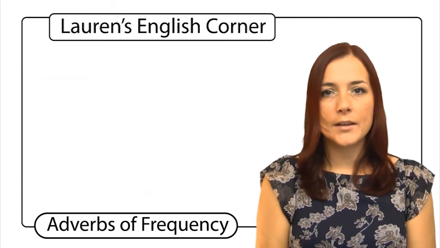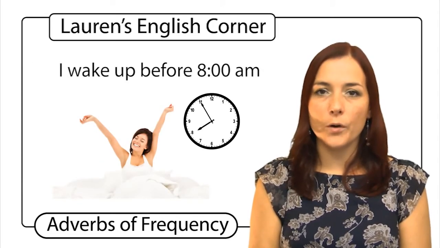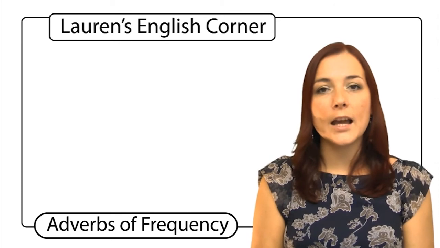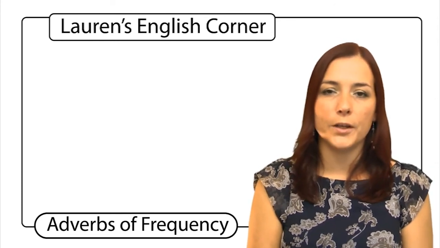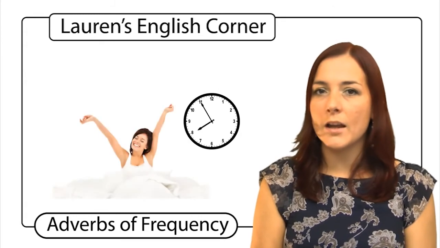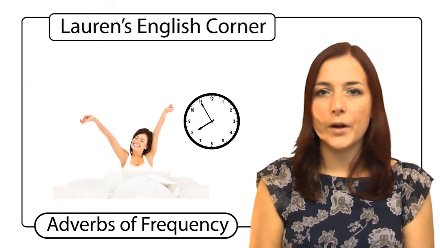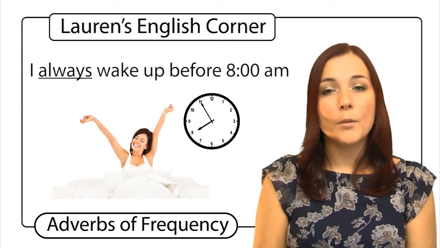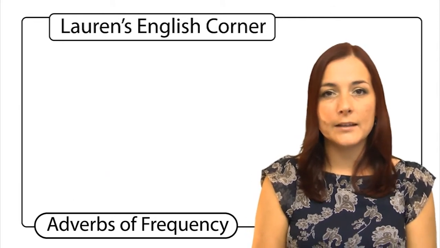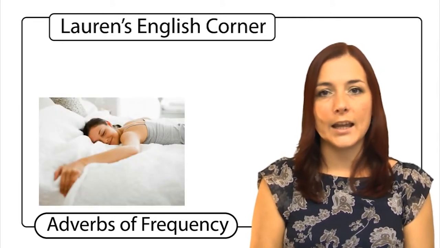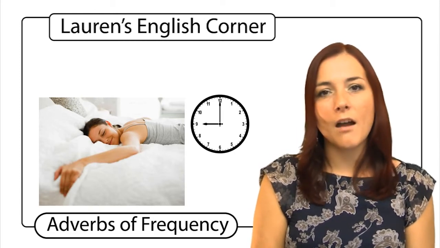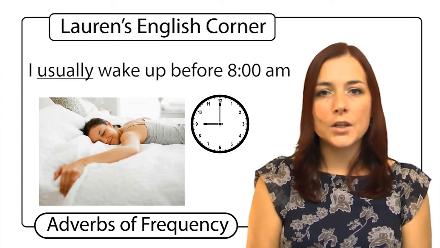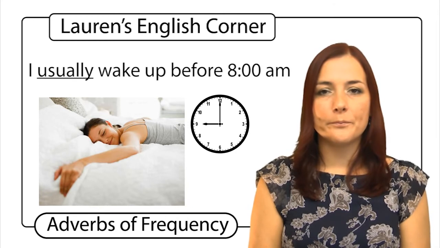Here's your next sentence to try. I wake up before 8 a.m. Now you try, but add an adverb of frequency so the sentence becomes true for you. If you wake up very early, every day, always before 8 o'clock, then you would say, I always wake up before 8 a.m. But maybe sometimes you sleep in, perhaps at the weekend, Saturday and Sunday, and you don't wake up until 9 or 10 o'clock in the morning. So you would say, I usually wake up before 8 a.m.